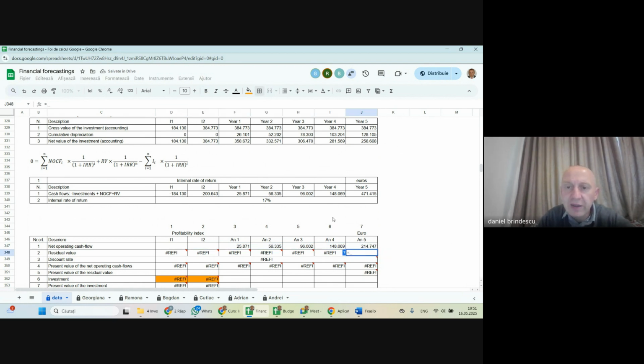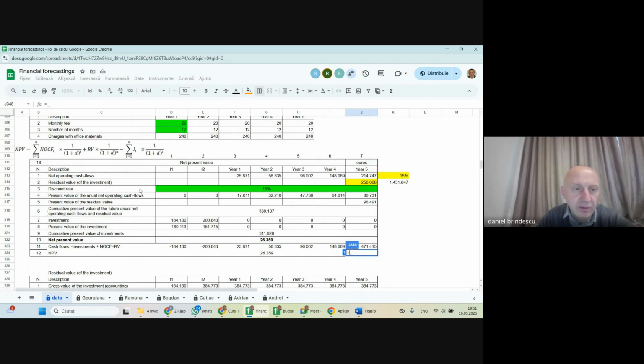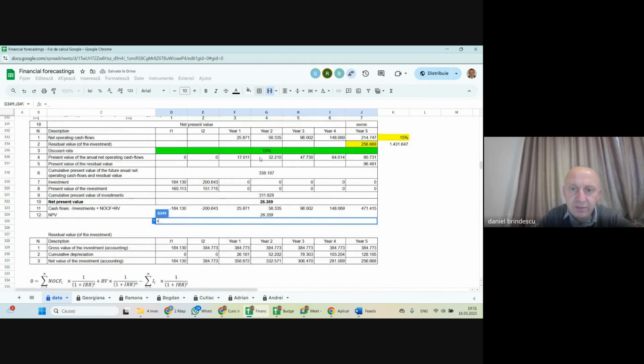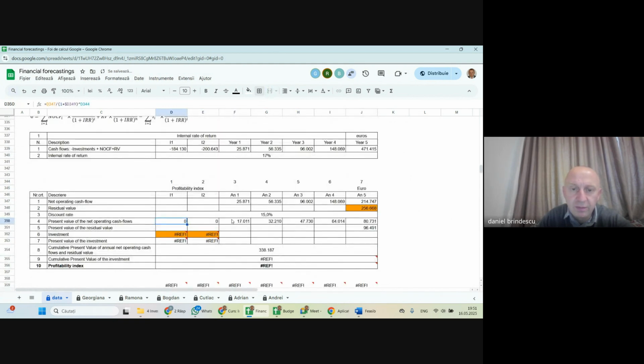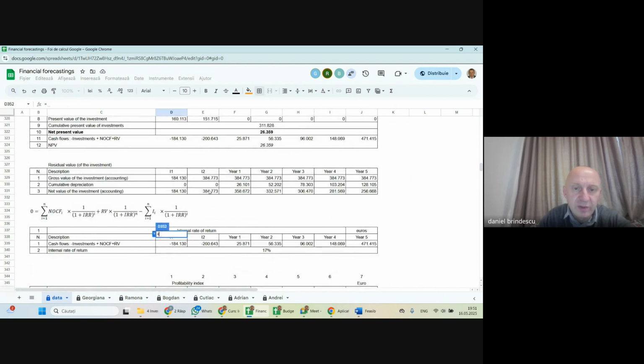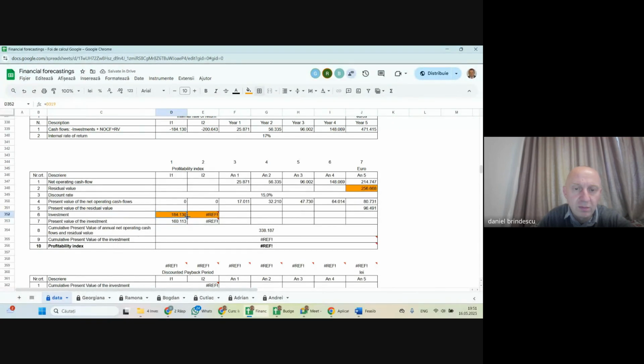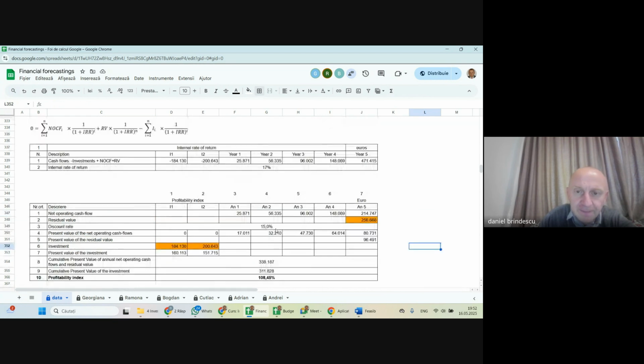So I'm just linking it to the other tables. I'm taking the net operating cash flow, the residual value, the discount rate, the investment, and that's it, to check whether I've linked everything correctly.